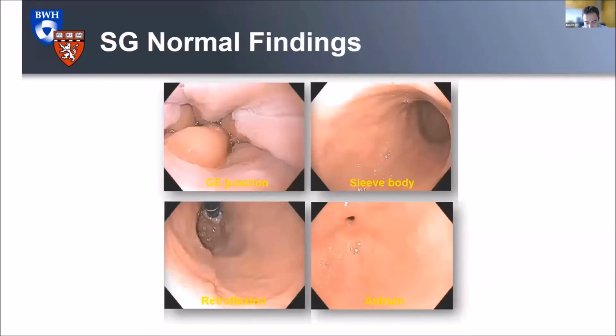Here's what we see on an endoscopy of patients with sleeve gastrectomy. You want to pay attention to the GE junction. On the right upper corner, you see the sleeve body, and you can tell this is a sleeve gastrectomy anatomy because of the staple line along the greater curvature. In some cases, you might be able to do a full retroflexion to look at the GE junction, and you want to pay attention to the hiatal hernia and the Hill grade. Additionally, in the sleeve, this is where you want to look for any bile reflux.